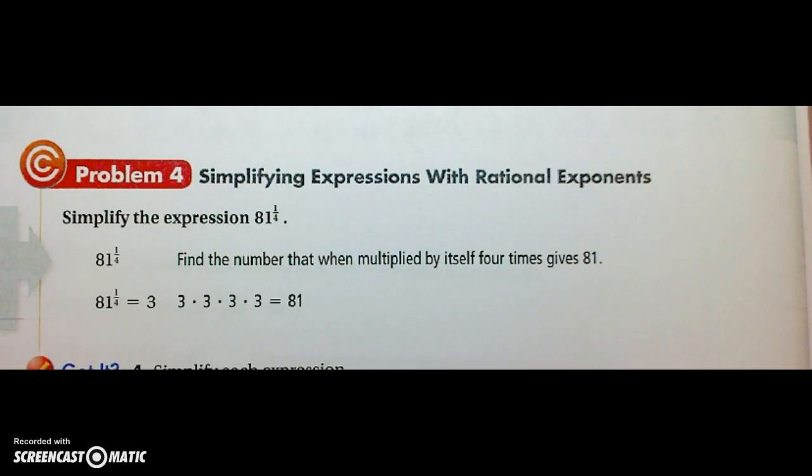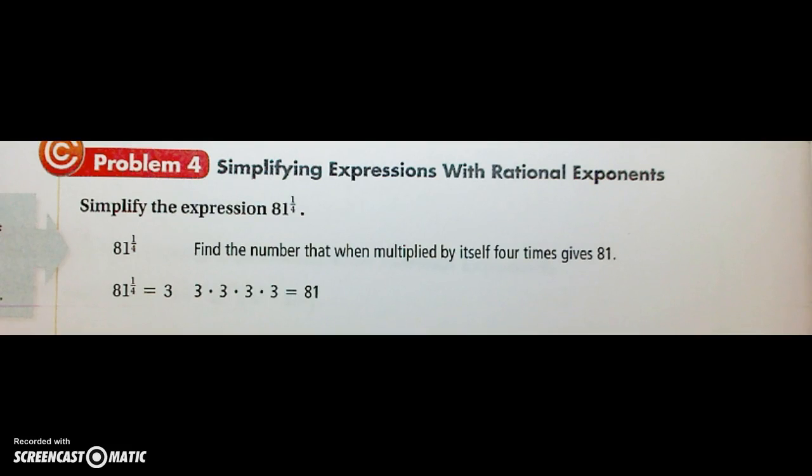Problem 4, simplify expressions with rational exponents. Simplify 81 to the power 1/4. So we need to take one number that's multiplied 4 times to equal 81. We have 9 times 9, which is 2 of them, and both of those break down to 3s. So here, 81 to the 1/4 is equal to 3. So we know that 3 times 3 times 3 times 3 equals 81.